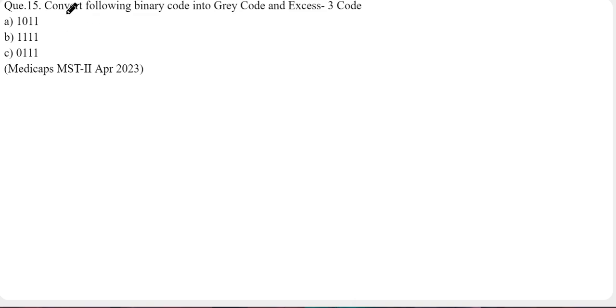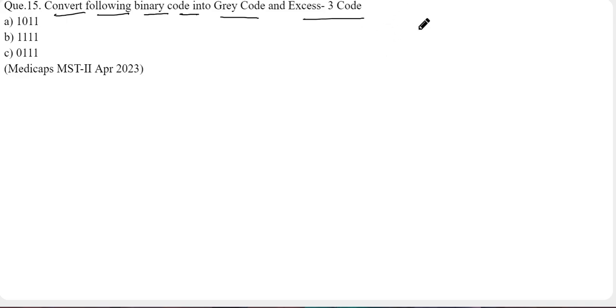In this question, we are asked to convert the following binary codes into gray code and its XS3 code. So let us start with the conversion process. First, I will explain the conversion technique of a binary code to gray code.